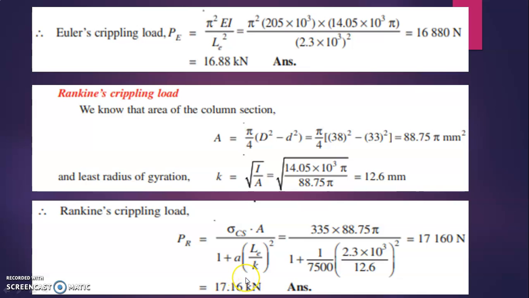So like this you can calculate the crippling load using Euler's and Rankine's formulas. Only the extra thing you have to remember is the radius of gyration, which is a little bit difficult to remember. And this ratio Le divided by K is nothing but the slenderness ratio. I hope all of you understood.